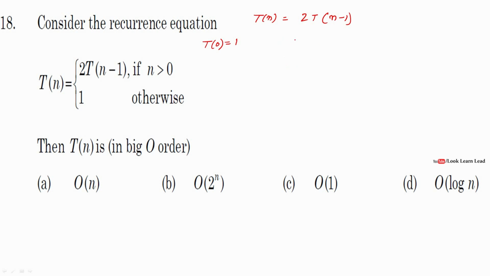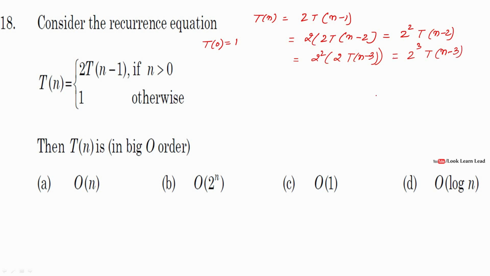So for further expanding it, we would be having 2 into 2T(n-2), which would be equal to 2 square T(n-2). And further if you go, it is 2 square into 2 into T(n-3), so you would be having 2 cube T(n-3). And so on. It would be like 2 to the power k T(n-k). Okay, this would be the final answer.